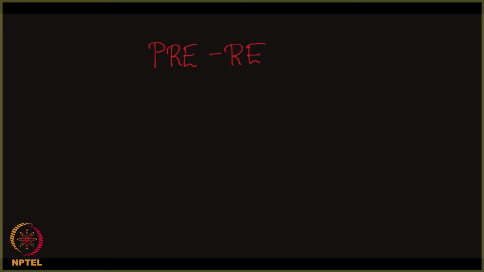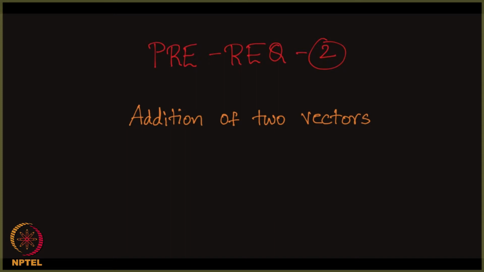Let us start with another prerequisite right now. I spoke about the first prerequisite, which is the fact that a matrix multiplication on a vector leads it to a convergence state. And now I'm talking about the second prerequisite, which is actually a very straightforward observation. It is about addition of two vectors.